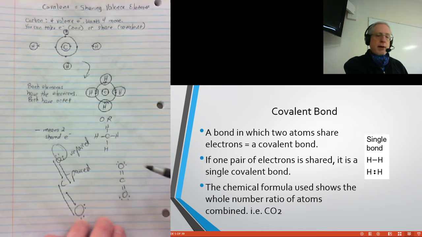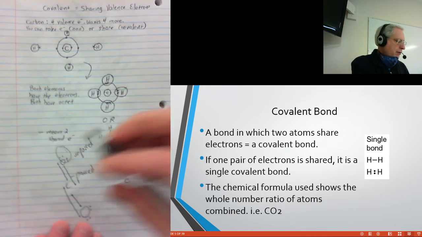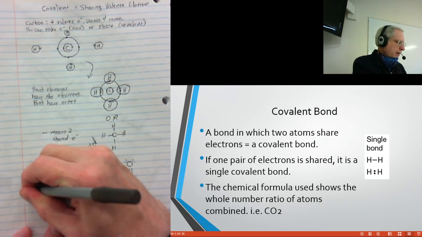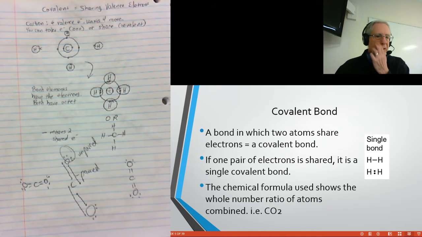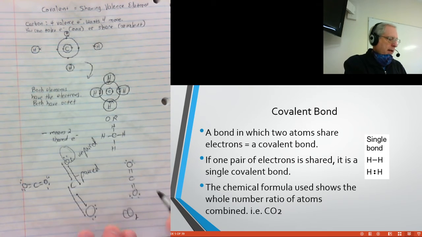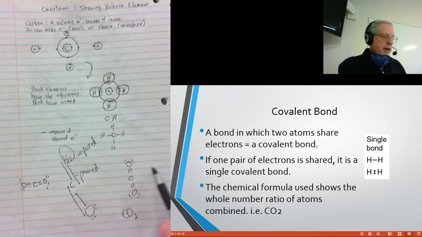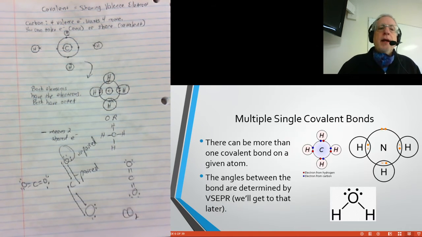So this is the electron dot structure of carbon dioxide. And you can just as well draw it this way. It doesn't matter which orientation it takes. So while CO2, the chemical formula, tells me how many atoms, the structure can tell me how those atoms are combined.